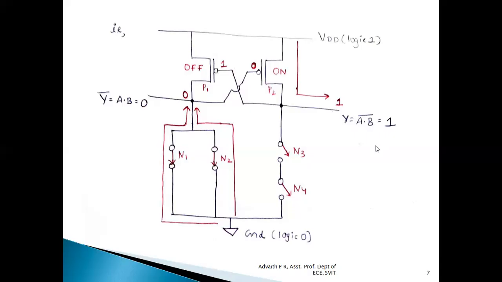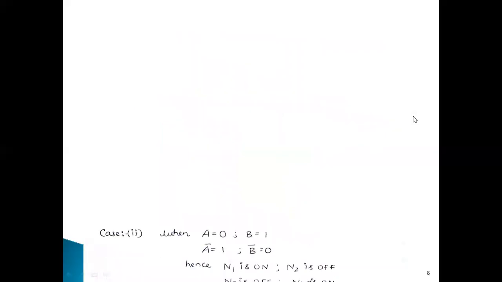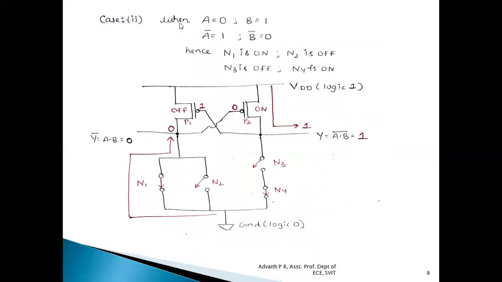So according to the truth table, we already know that when both the inputs are low, the AND gate output should be 0 and the NAND gate output should be 1, which we are getting. So the first case is satisfied. Similarly, if we consider the second case, when A is equal to 0 and B is equal to 1, A bar is equal to 1 and B bar is equal to 0.